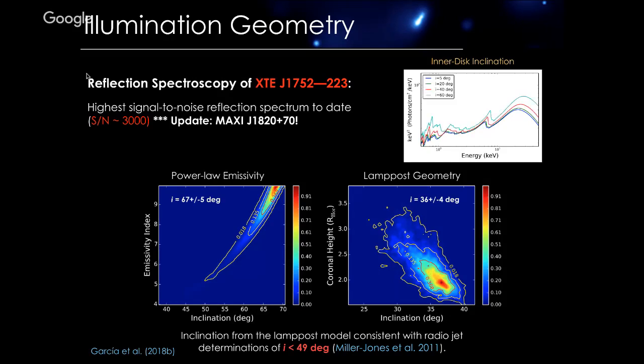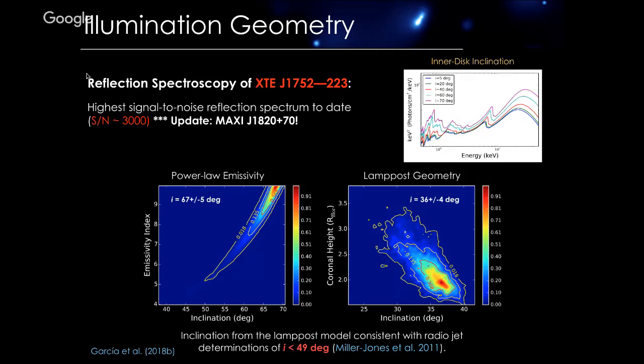So the thing that changes here is the inclination. The inclinations between two different geometries are very, very different, or at least the predicted ones. One is 67, the other one is 36. The good thing about this system is that we have an independent measurement from a radio jet that says the inclination should be lower than 49 degrees.